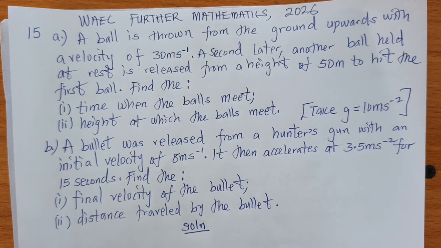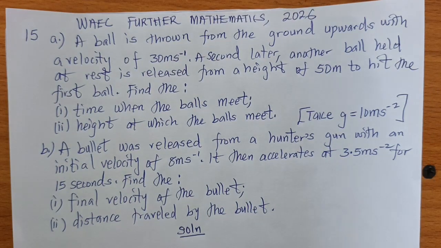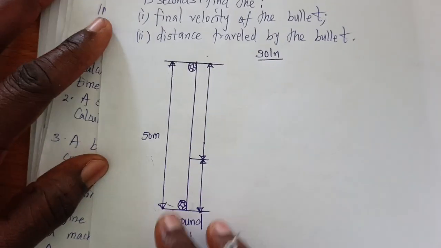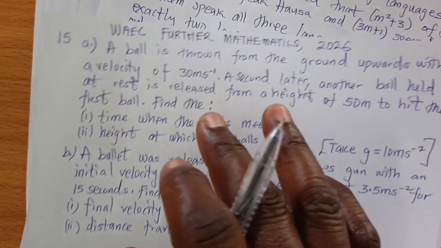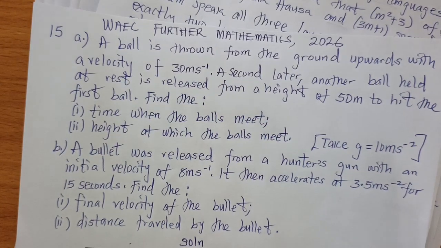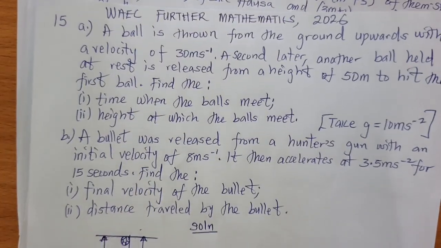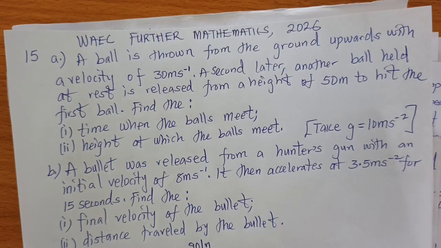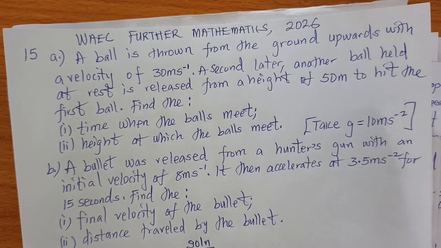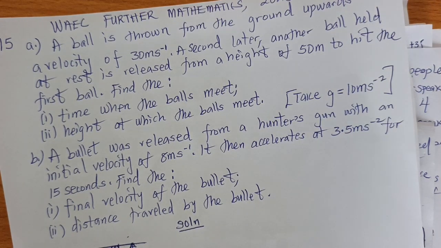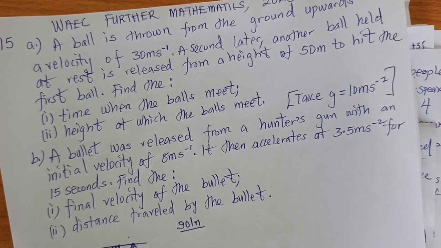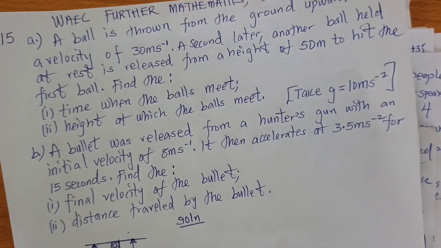We are going to use a simple sketch to illustrate the information from the question. This is the sketch that represents the information we have in the question. The ball thrown from the ground upward has an initial velocity u of 30 meters per second.